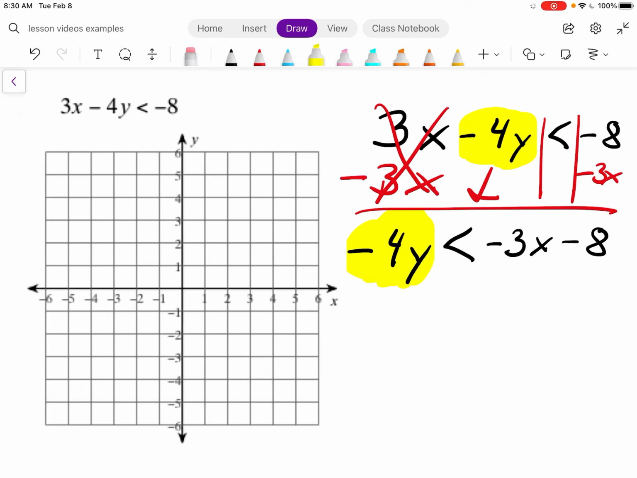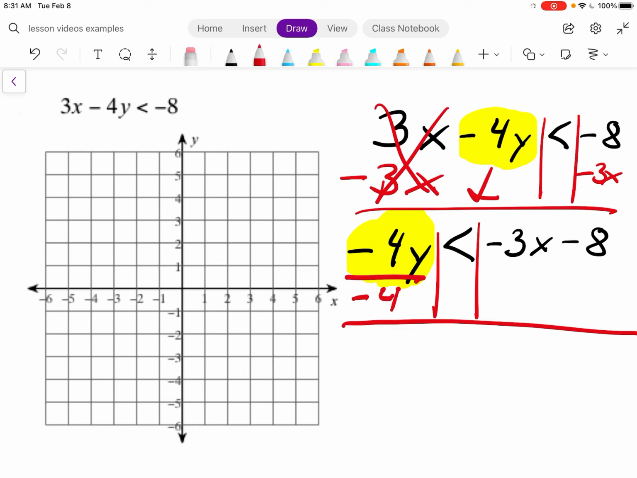So our first step was to add or subtract x. The final step is to divide everything by what is touching y, the y's coefficient. So we're going to divide everything by negative 4. Now, this brings up a rule that we need to remember. Anytime you multiply or divide on both sides of an inequality by a negative, the inequality must flip. So we have y, but since we divided by a negative 4, the less than turns into a greater than.